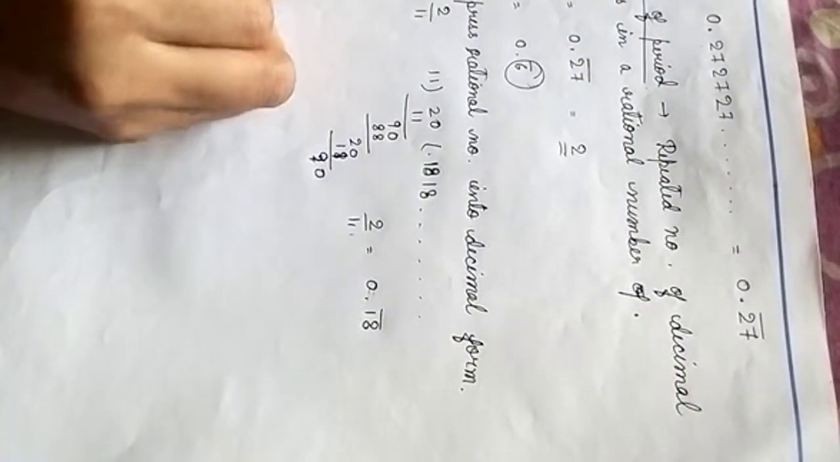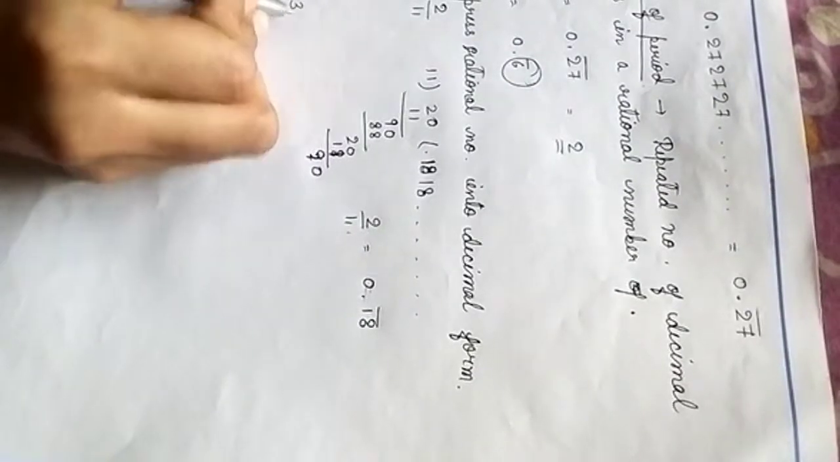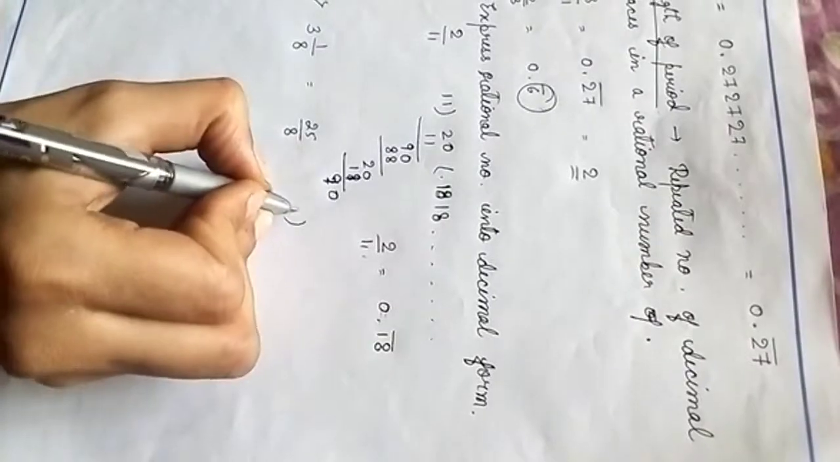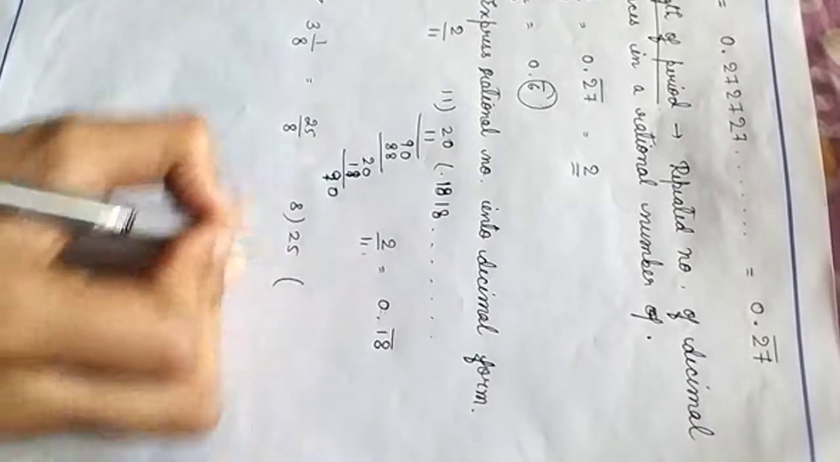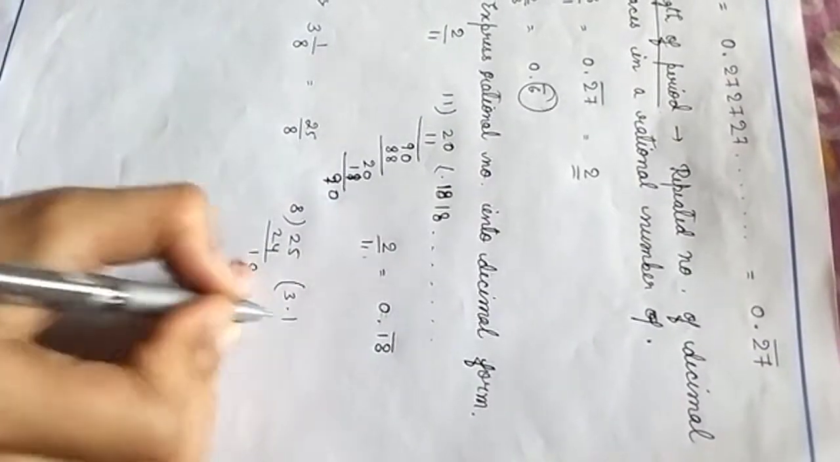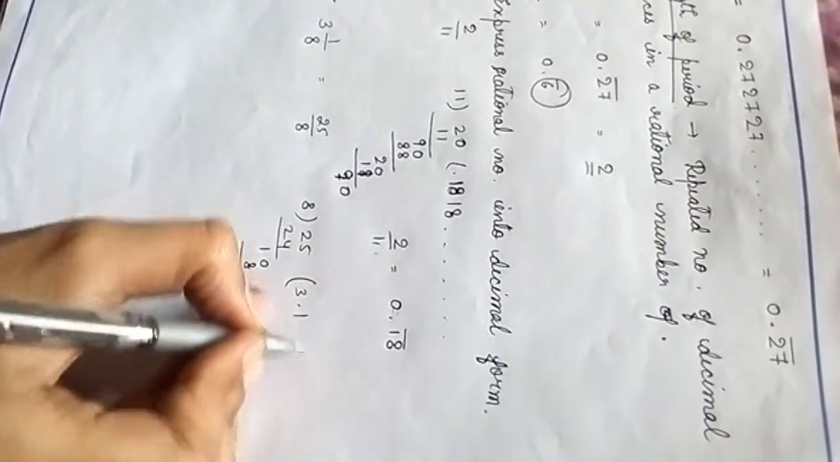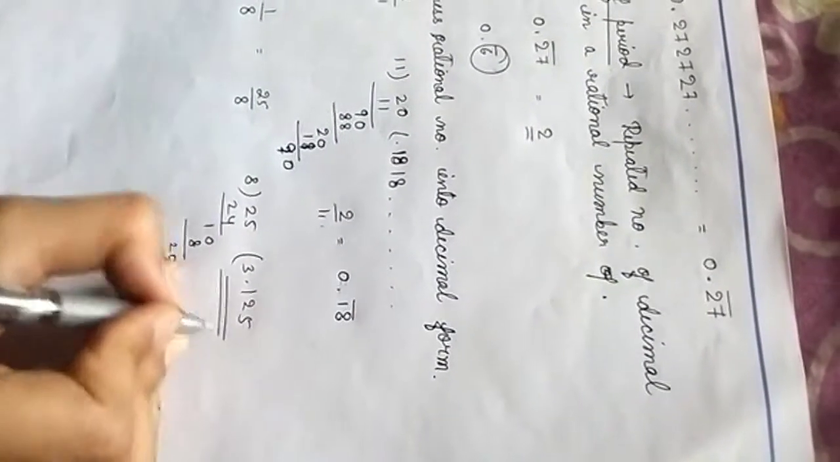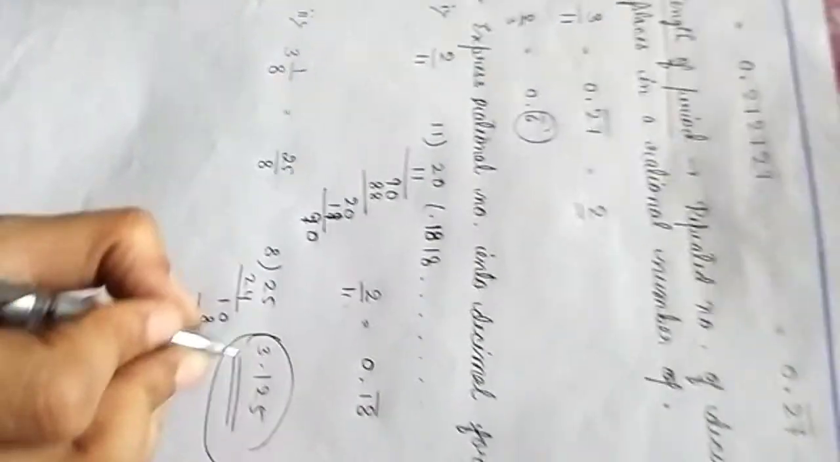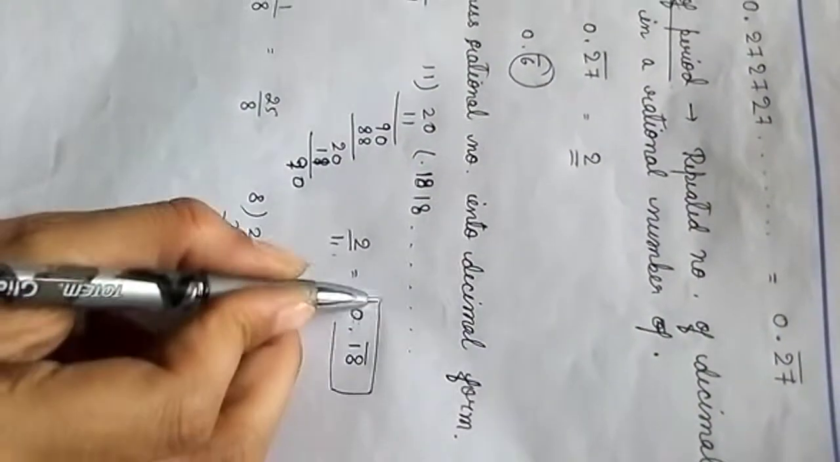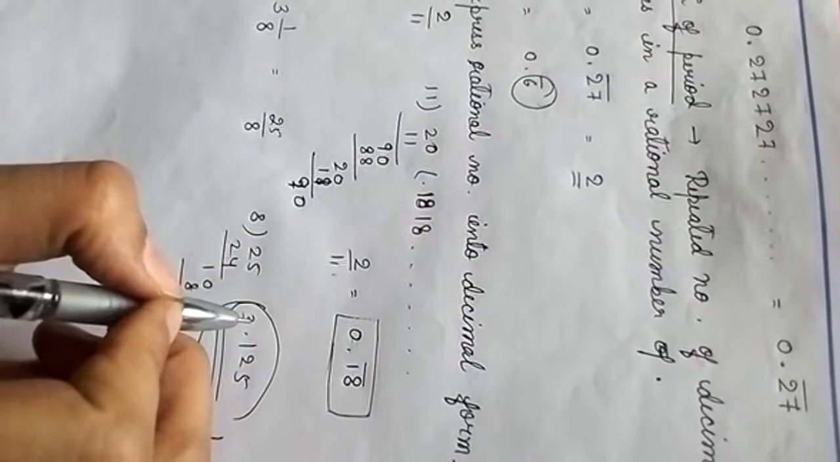Take some other example, that is 3 whole 1 by 8 is 25 by 8. By long division method, you can see 3 is a 24, 1 0 2 is 8, 2 0 2 is 16, 5 is a 40. This is an example of terminating decimal expansion, which I have taught you earlier, and this is one of the example of repeating or recurring decimal expansion.